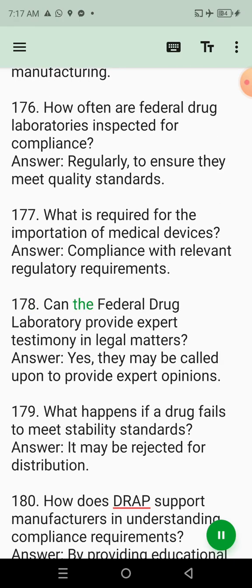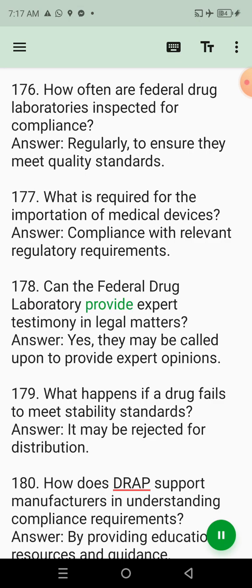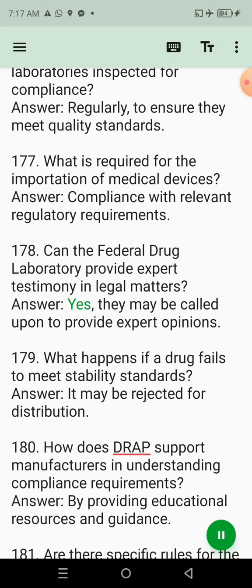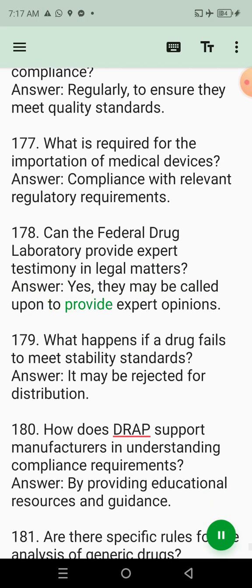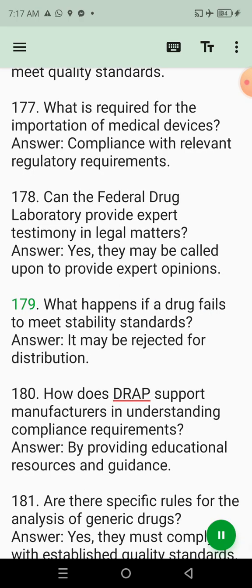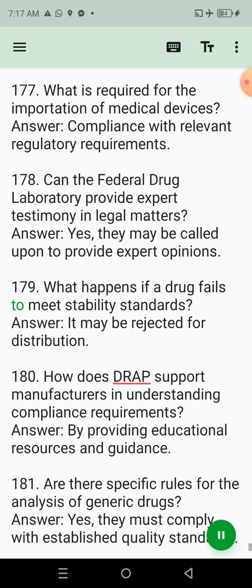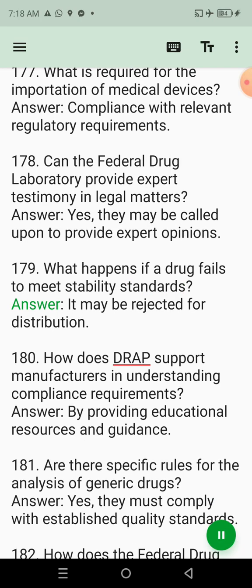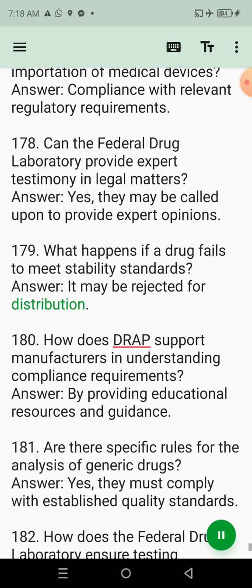178. Can the Federal Drug Laboratory provide expert testimony in legal matters? Answer: yes, they may be called upon to provide expert opinions. 179. What happens if a drug fails to meet stability standards? Answer: it may be rejected for distribution.